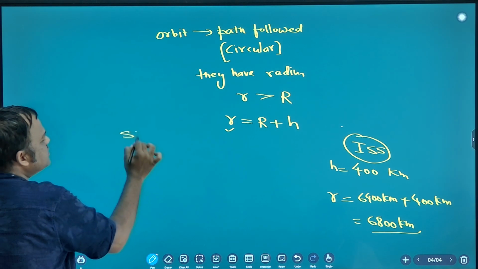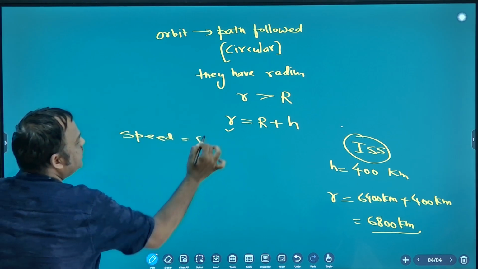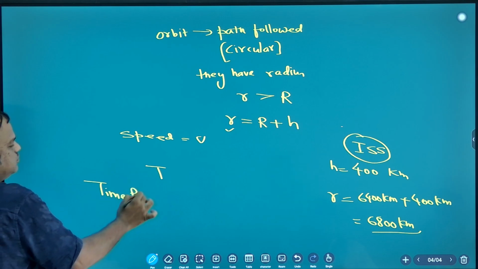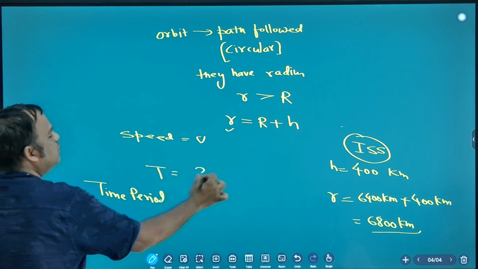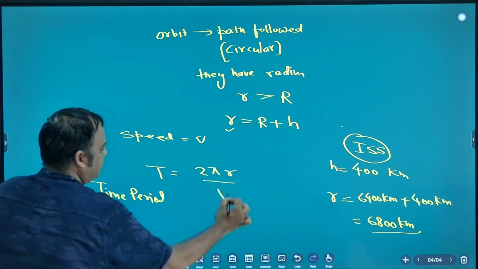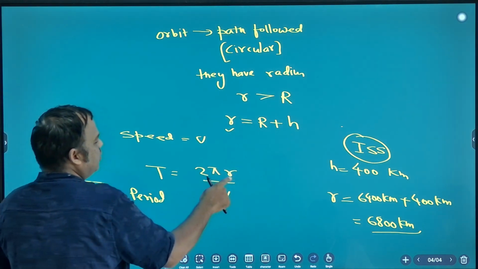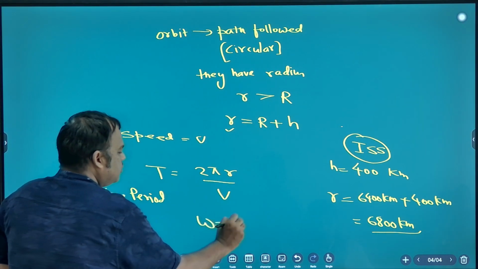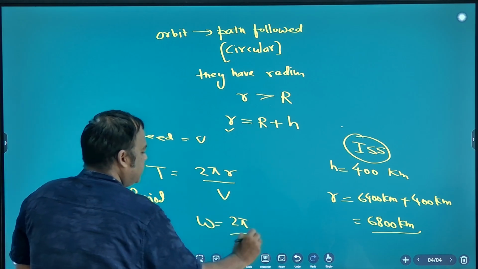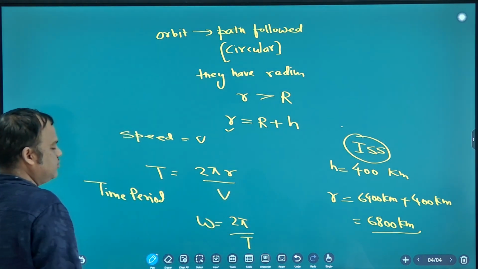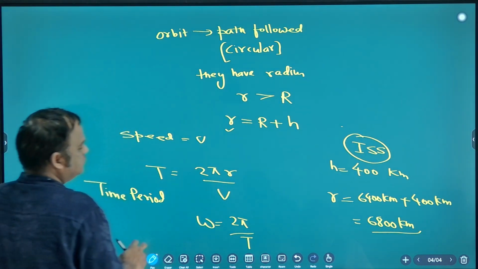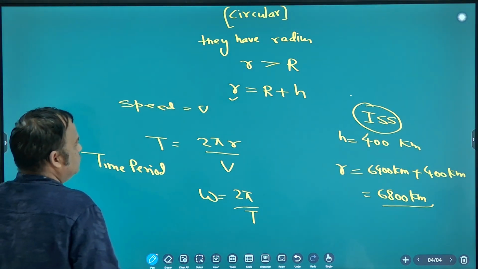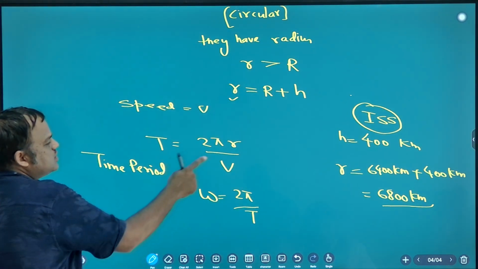Then the speed is v. What is the formula for time period? T is 2 pi r by v. Very good. R is the orbital radius. Then we can also say omega is 2 pi by T. This is the angular speed. So what is the orbital speed?